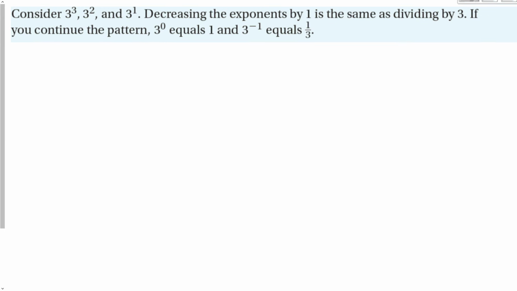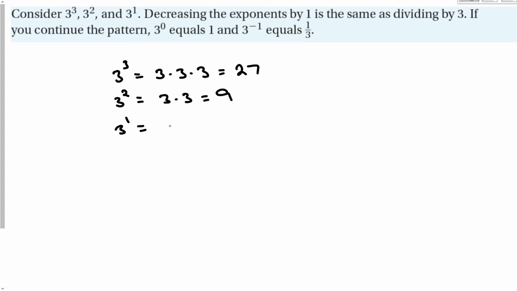So if we consider 3 to the third, 3 to the second, and 3 to the first. Well, first let's think about what that means. 3 to the third power means 3 times 3 times 3, which is 27, right? Raising something to an exponent means repeated multiplication. 3 to the second power means 3 times 3, which is 9. And 3 to the first power means just one 3, which is just 3.